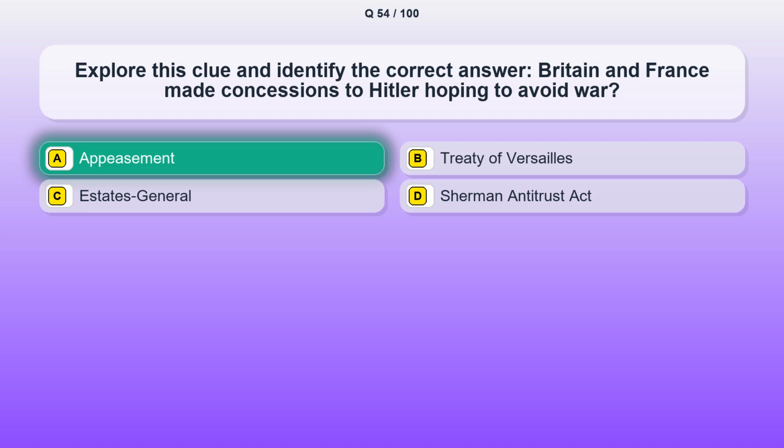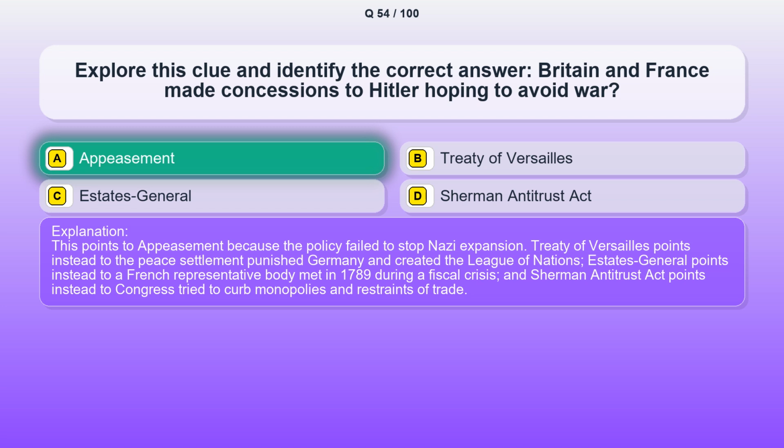The correct answer is option A, appeasement. This points to appeasement because the policy failed to stop Nazi expansion. Treaty of Versailles points instead to the peace settlement punished Germany and created the League of Nations. Estates-General points instead to a French representative body met in 1789 during a fiscal crisis, and Sherman Antitrust Act points instead to Congress tried to curb monopolies and restraints of trade.